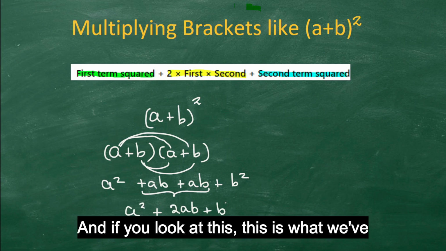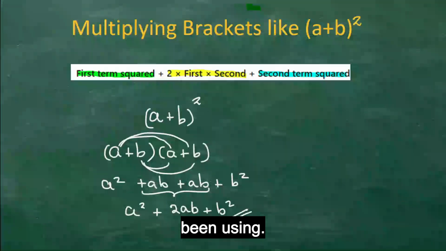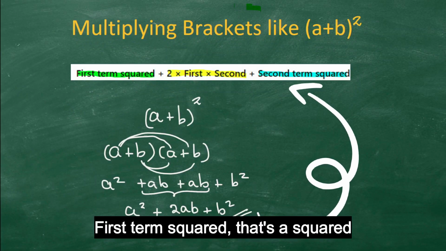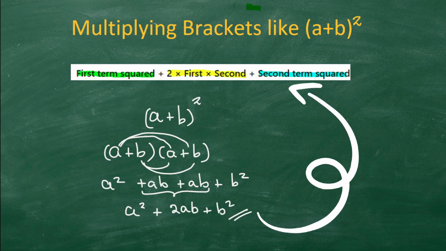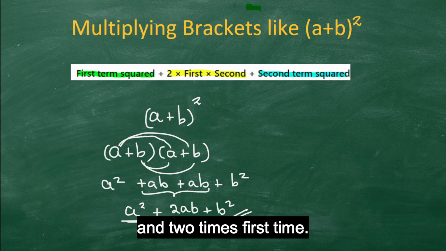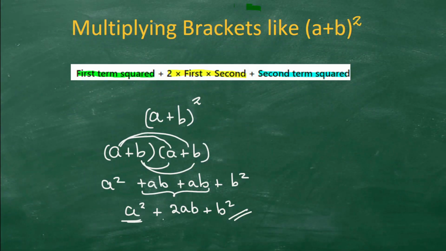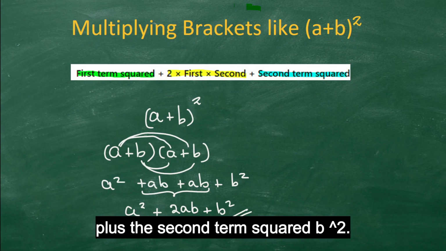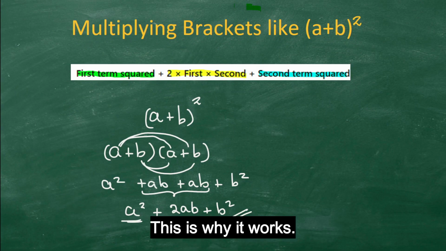And if you look at this, this is what we've been using. First term squared, that's a squared. Add 2 times first times second, that's 2ab, plus the second term squared, b squared. This is why it works.